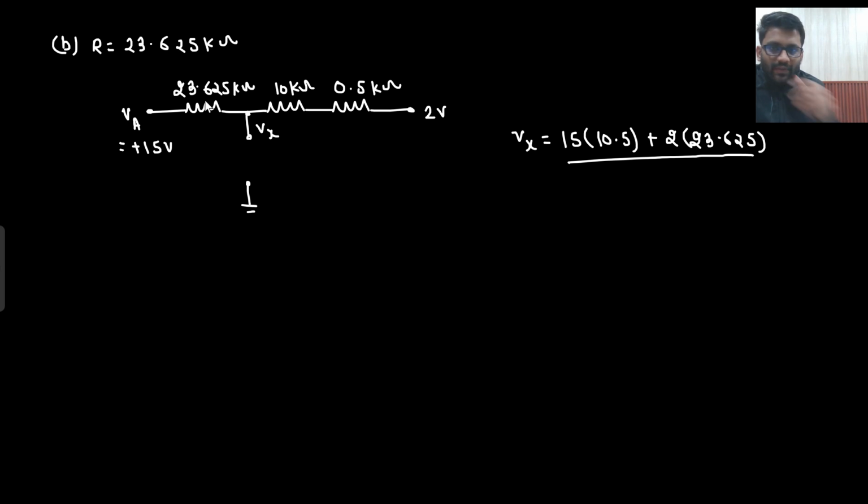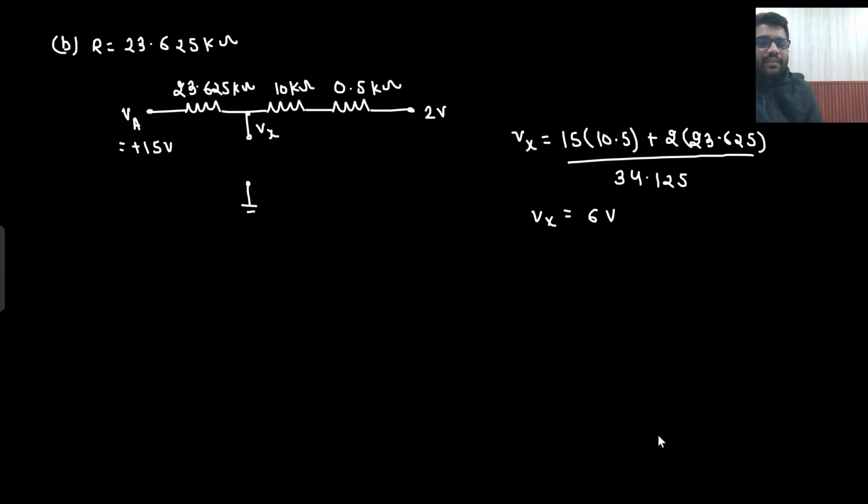23.625 plus 10.5 is 34.125. So what we are getting? 15 into 10.5 plus 2 into 23.625 divided by 34.125. Yes, Vx is coming out to be 6 volt.